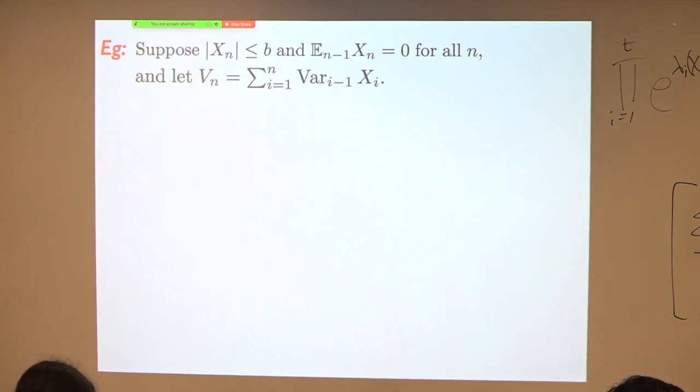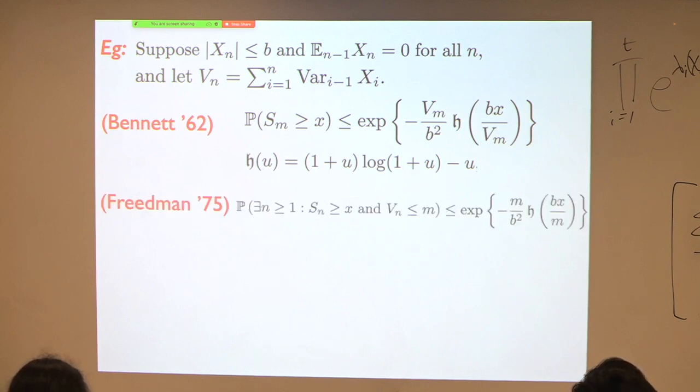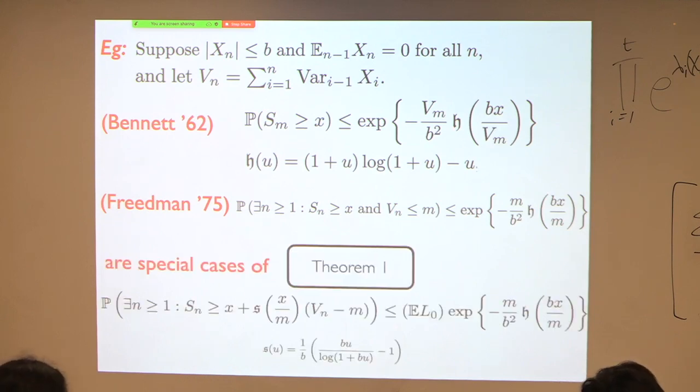Suppose Xn is bounded by b and has mean 0, and let Vn be the sum of the variances. There's this famous inequality, Bennett's inequality, which says the probability that Sm is at least x, where m is some fixed sample size, is exponentially small, and in this exponent you have some funky looking term. Then Freedman improved Bennett's inequality, since this is only for a fixed m. He said the probability that there exists any n for which Sn is at least x and Vn is at most m has the same exponent, exponentially small. These are actually special cases of our theorem, which says the probability that Sn ever crosses a line is exponentially small. The right-hand side is exactly the same for all of us, but our claim is going to be tighter. I'll show you a visualization of that soon.